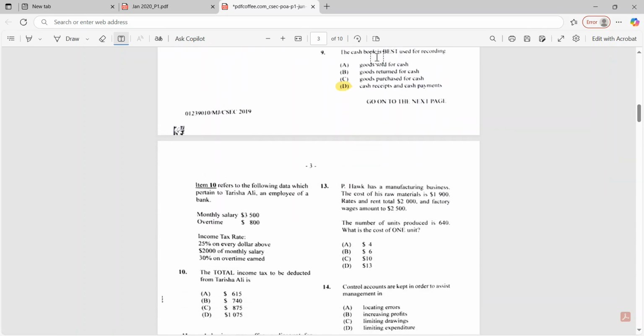All right, number 9. The cash book is best used for recording goods sold for cash, goods returned for cash, goods purchased for cash, or cash receipts and cash payments. That is it. Cash receipts and cash payments.